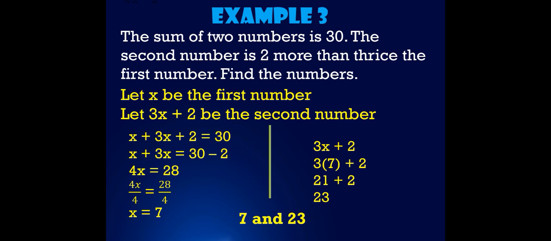So para sa ating checking, ang sum dapat daw nung dalawang number is 30. Let's add x is 7 and the second number is 23. 7 plus 23 is equal to 30. So, correct yung answer natin.